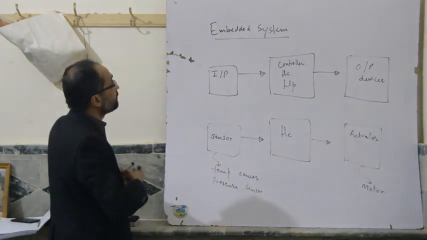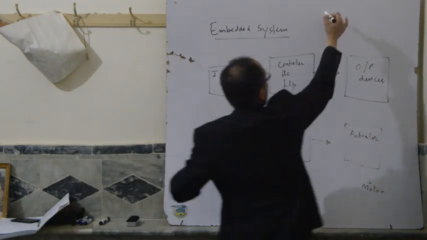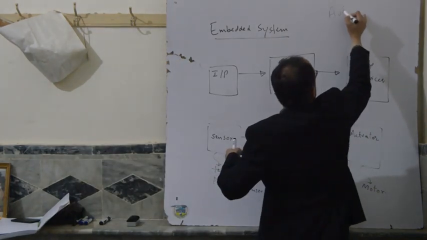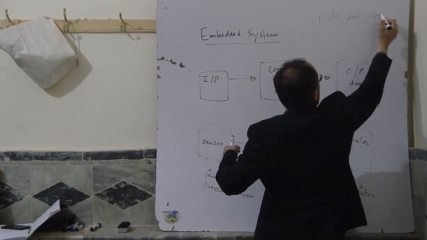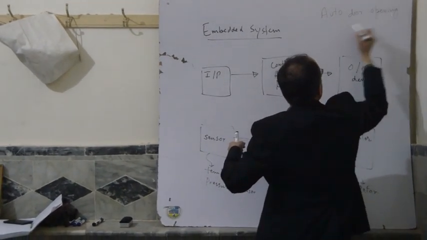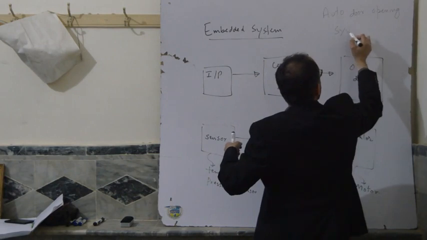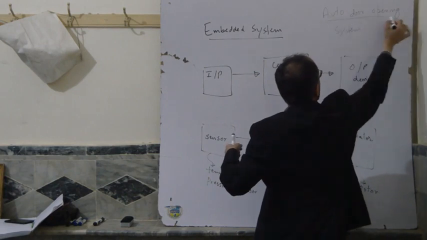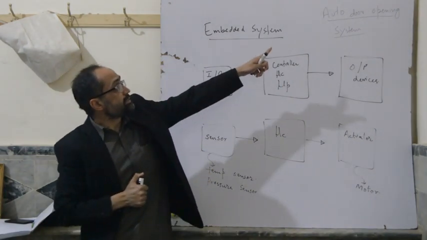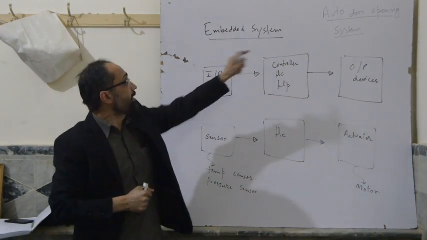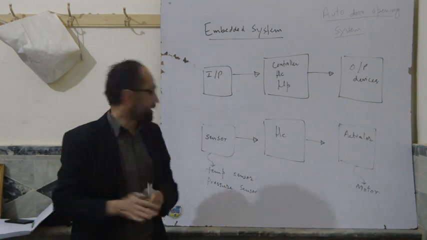One simple example of an embedded system is the auto door opening system. The auto door opening system is a system that is installed at the entrance of block 6 in IST.